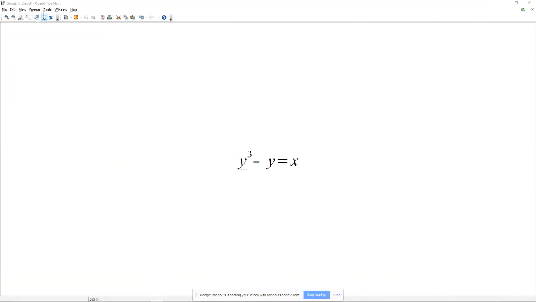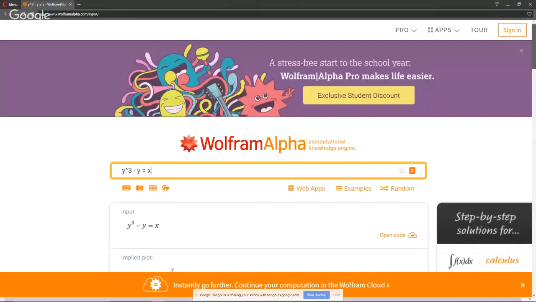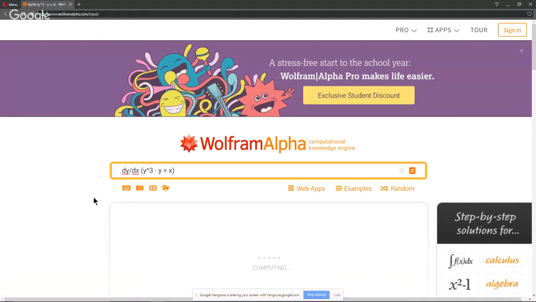I lost my Wolfram. Where did my Wolfram go? There we go. So let's actually take the derivative using Wolfram and see what it does. I want dy/dx and see what it comes up with.